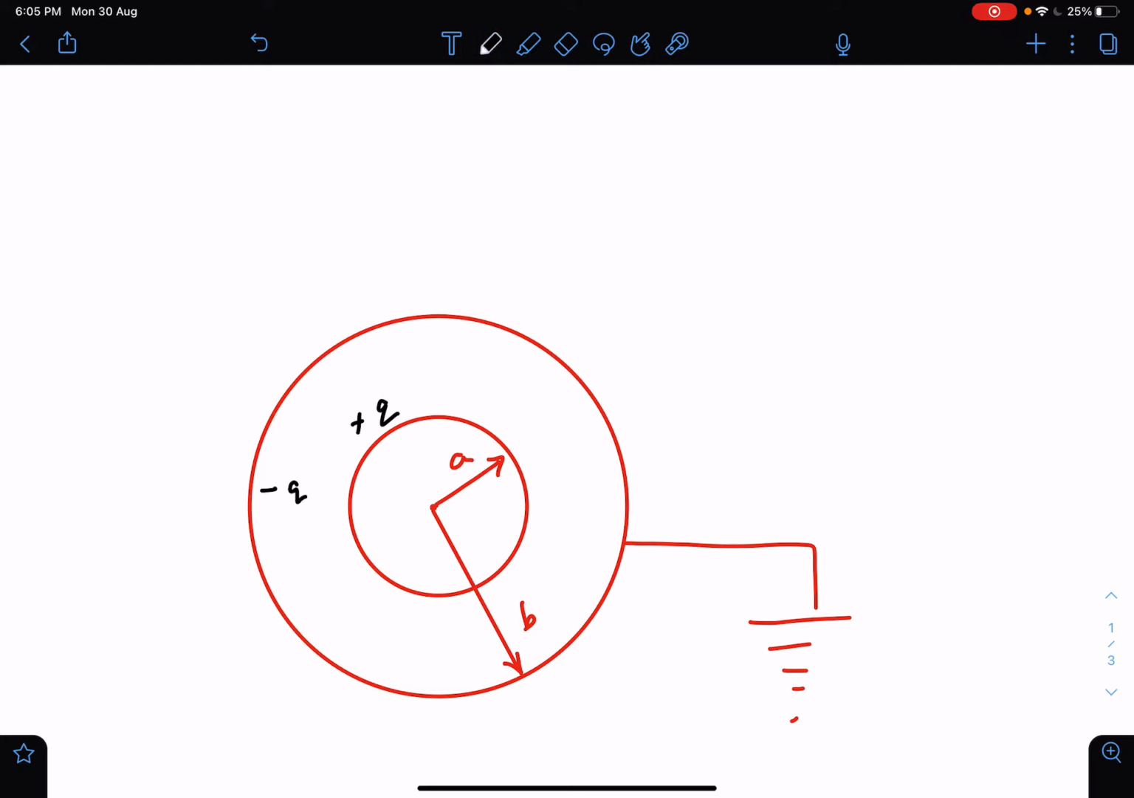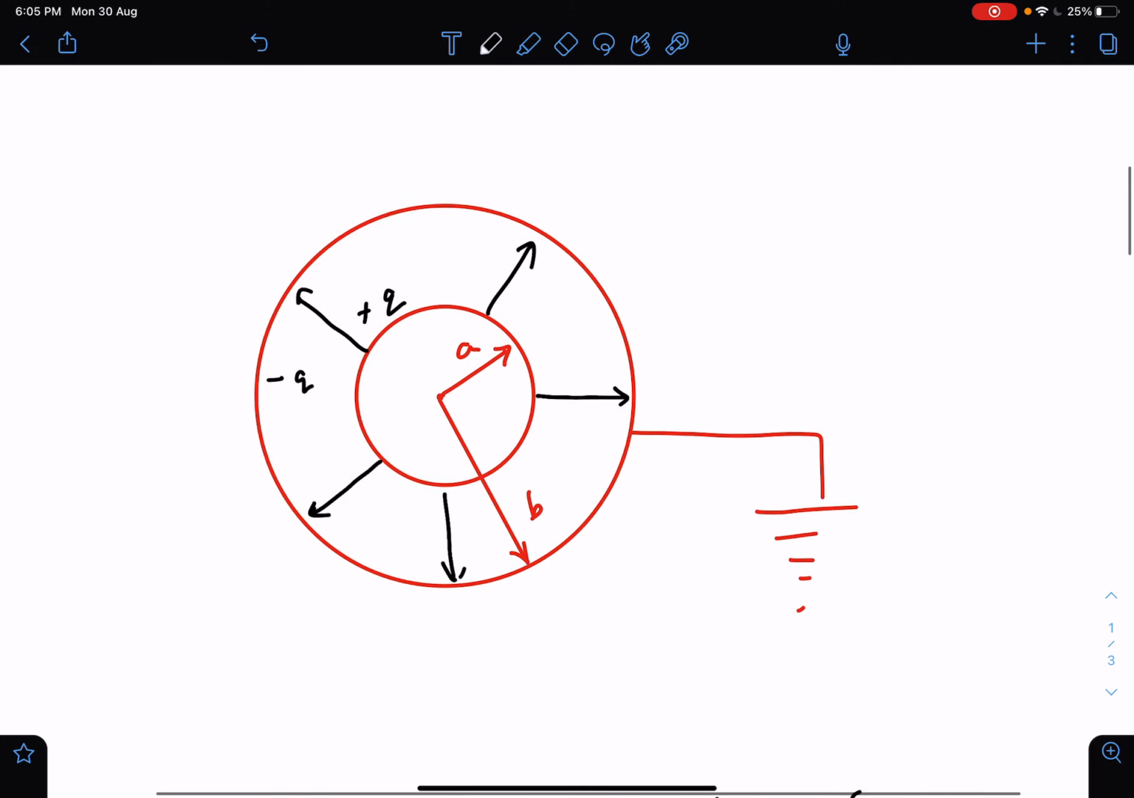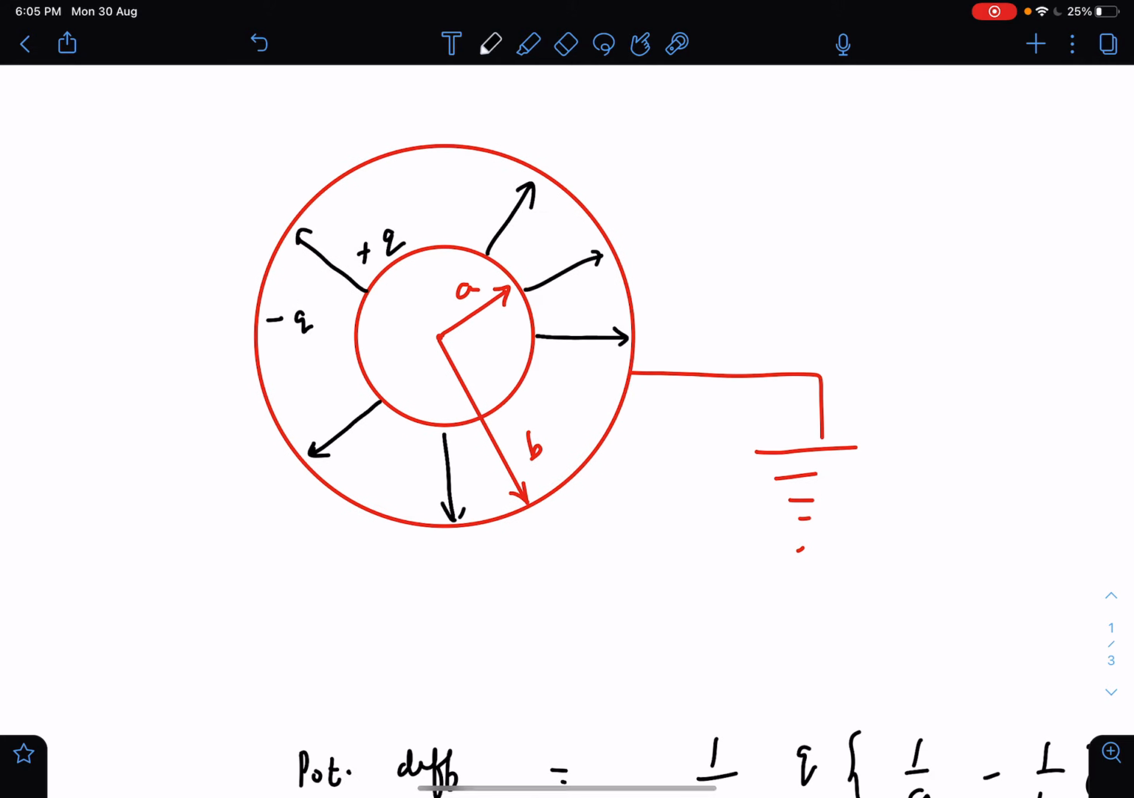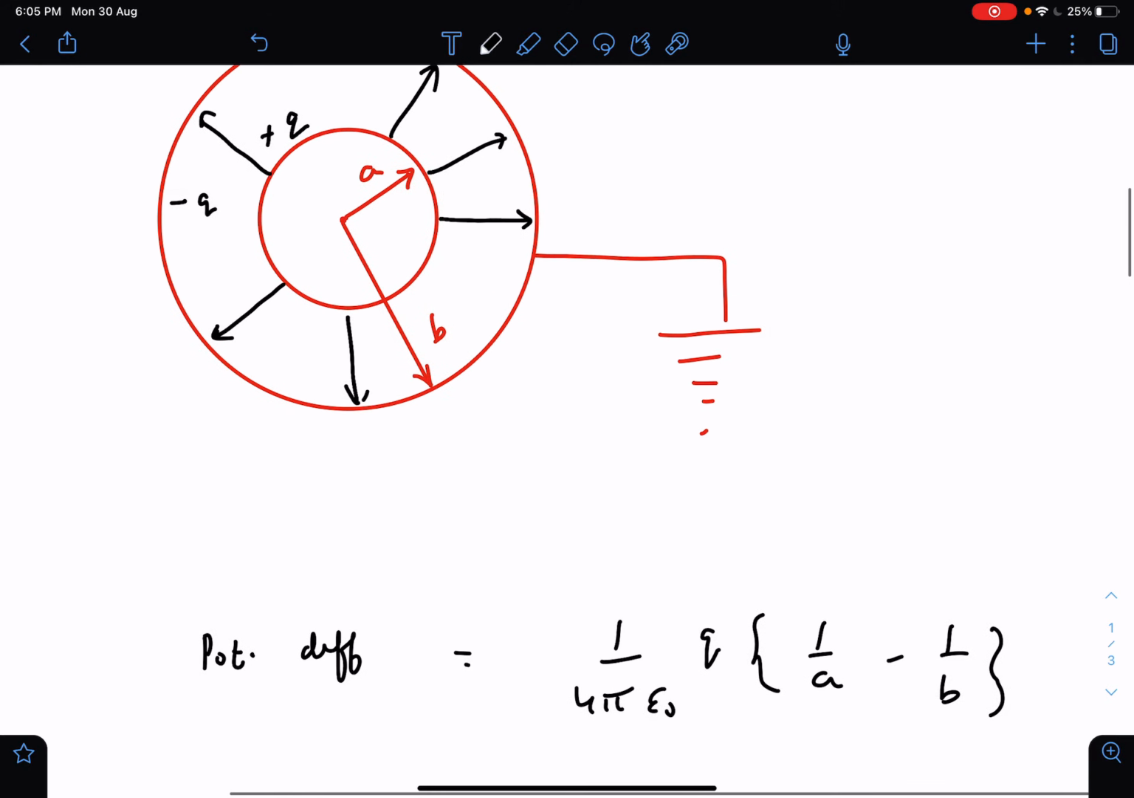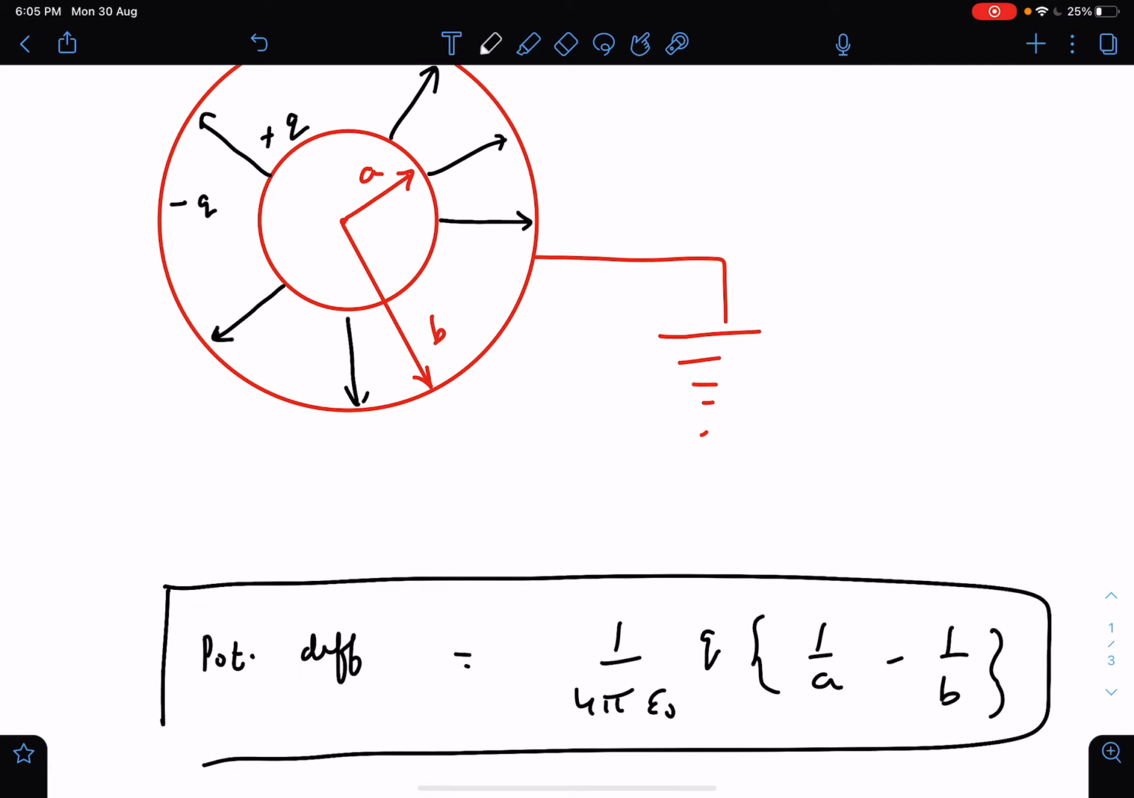So how will be the electric field lines? Electric field lines will be from plus to minus. So this is how the electric field lines will be. So what we are assuming here is that because of emitting beta particles, it has already gained q charge, the inner sphere plus q charge it has gained because of losing electrons, and so some electric field is developed. How much is the potential difference developed? So potential difference developed is this much.